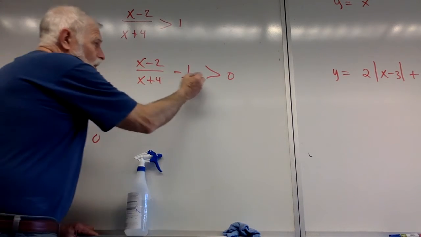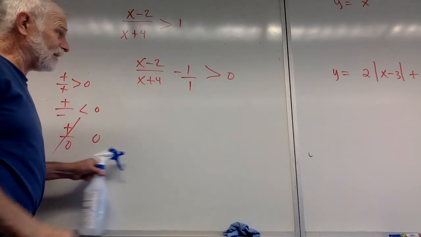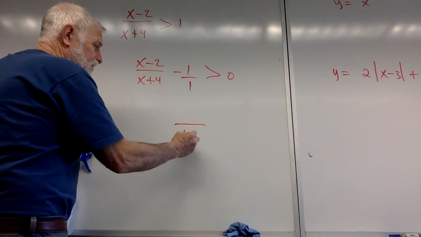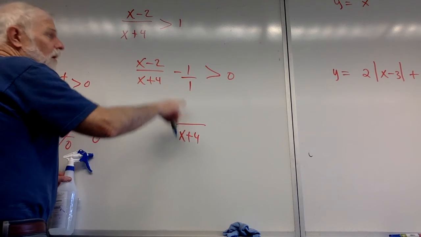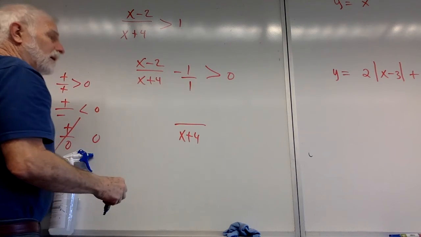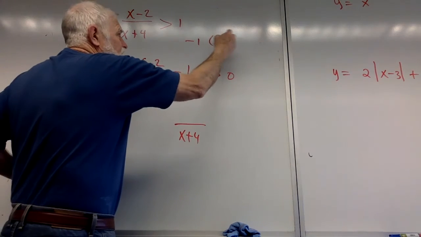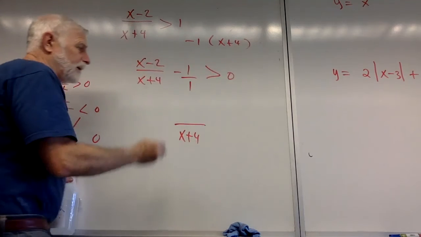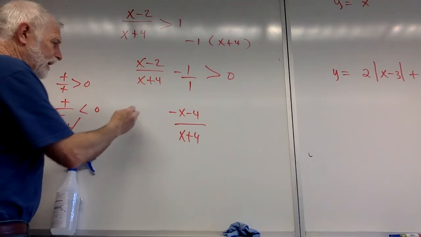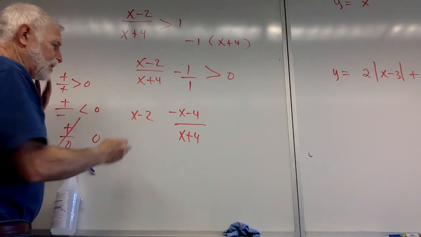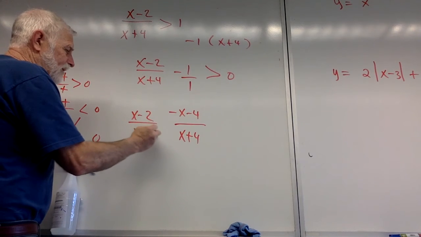All right, so now the question is, are we getting better at working with fractions? And remember, this is 1 over 1. We need it to be x plus 4. So what do I do to that number? I multiply it by x plus 4. So what do I do with -1? I multiply -1 times x plus 4, and you've got to be careful with that. So that's minus x minus 4. And I'm putting x minus 2 over x plus 4 with that.